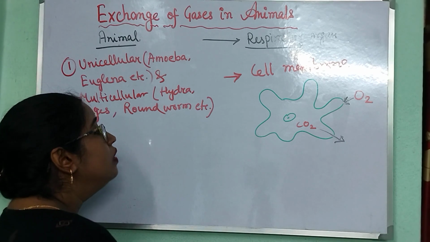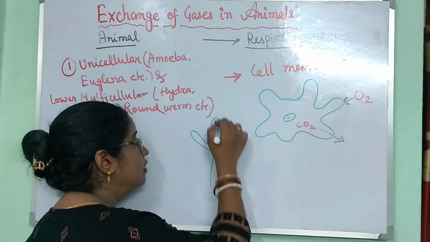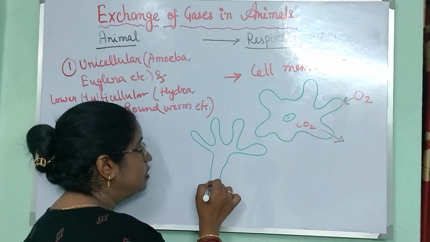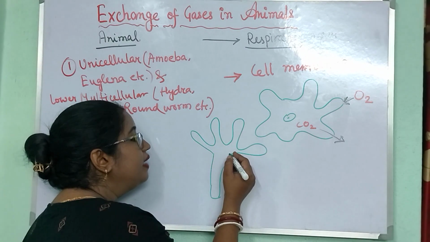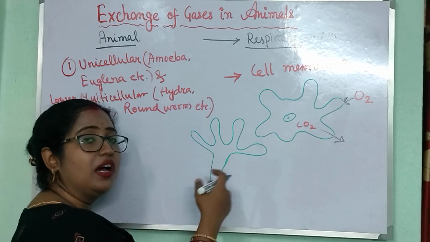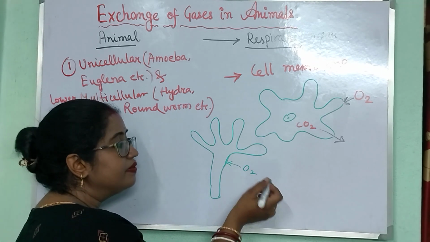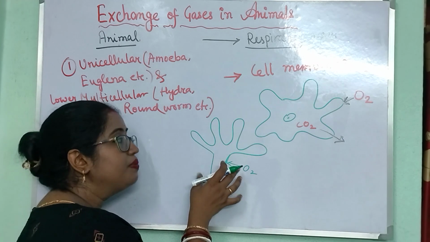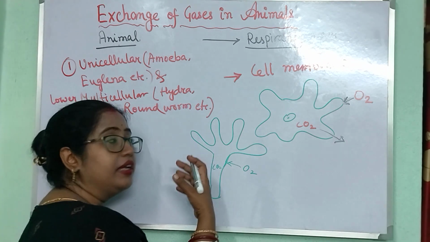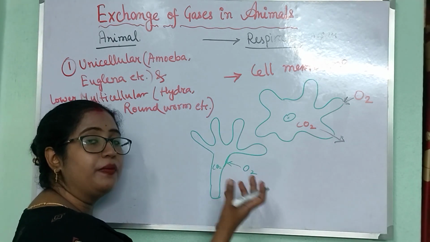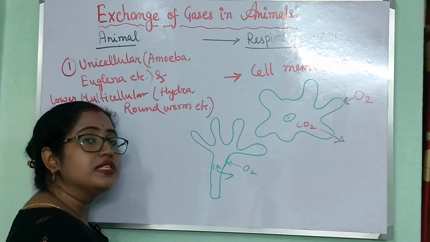The multicellular organisms like hydra and sponges, or roundworm and tapeworm, contain a moist skin. In the case of hydra, they have a moist skin layer, and the cell membrane present on the outer surface takes in the oxygen from the atmosphere via this diffusion process, and the carbon dioxide produced as a byproduct of the respiration or metabolism process simply diffuses out via the cell membrane.